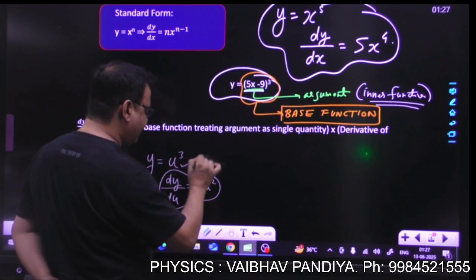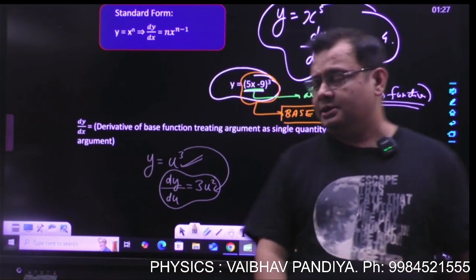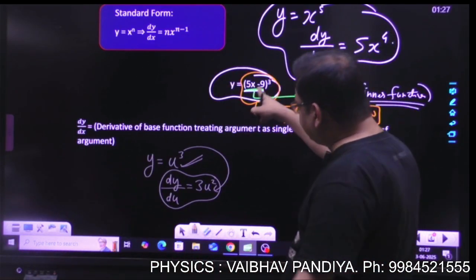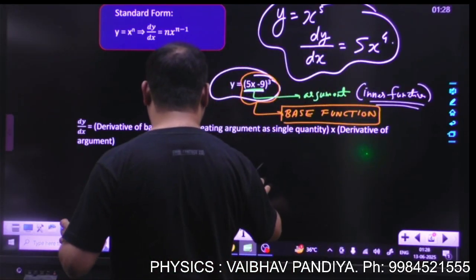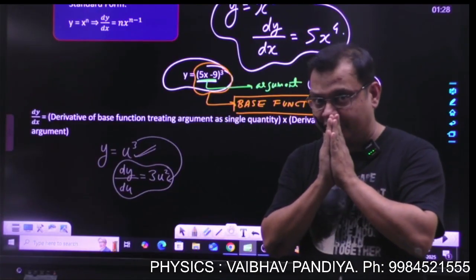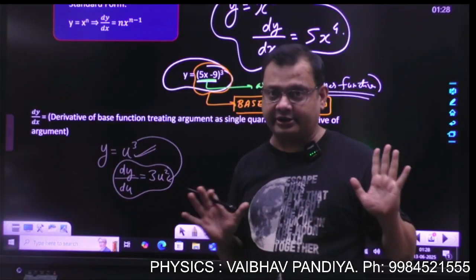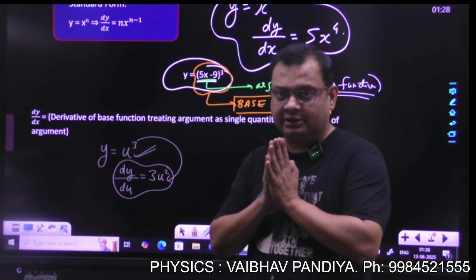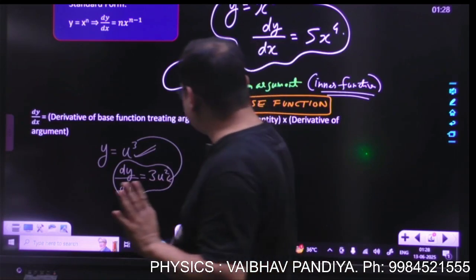Because this is a standard form, you can directly apply the differentiation formula. But in the present problem, we have 5x minus 9 instead of u. Now, when you mentally apply the chain rule, what you need to do is hold the argument as a single quantity. Listen carefully. Treat the argument as a single quantity and differentiate the function.